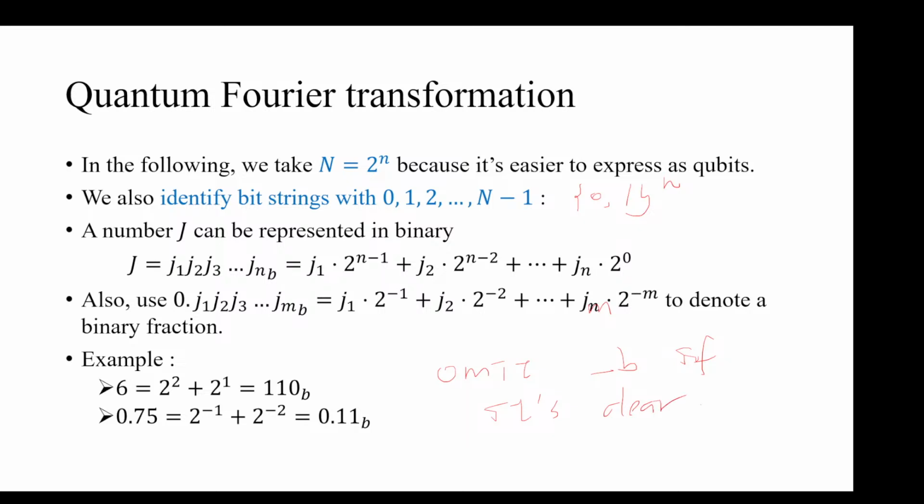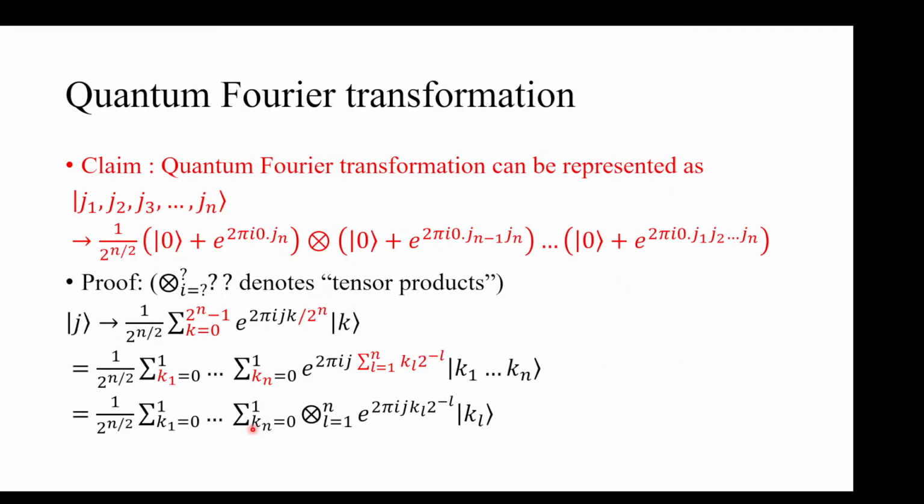Okay. Any question? Yeah, we'll actually omit the subscript B. Okay. And if that's okay, then we go to our actually important theorem to construct our circuit for quantum Fourier transform. That is, if we have an input computational basis state represented by this bitwise notation, bitstring notation.